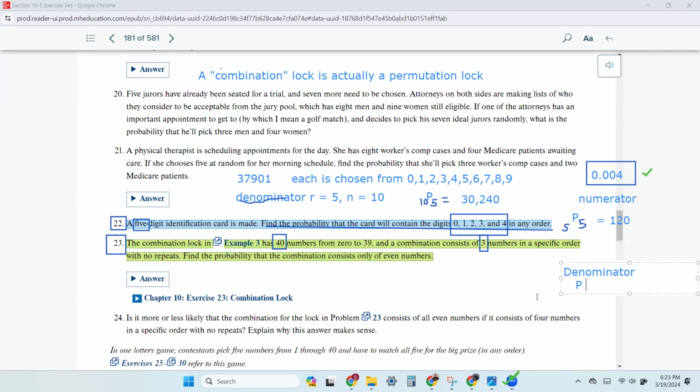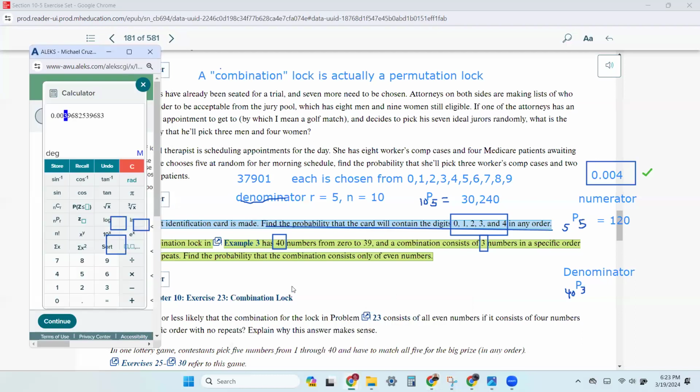So our denominator, let me write that in by hand. We're picking 3 from 40. And if I remember this correctly, there's something like 59,000. But we want to be sure, so let's double check it. So 40 numbers, and we're picking 3 of them. So 59,280. That's how many codes are on the lock, in other words, quote unquote combinations. All right, so that's going to be our denominator.